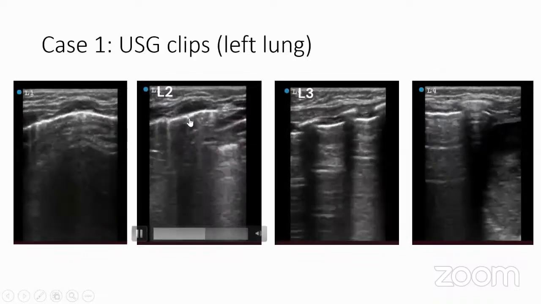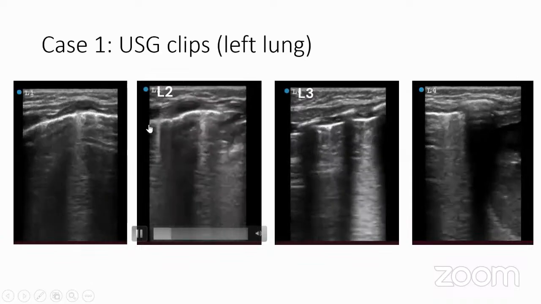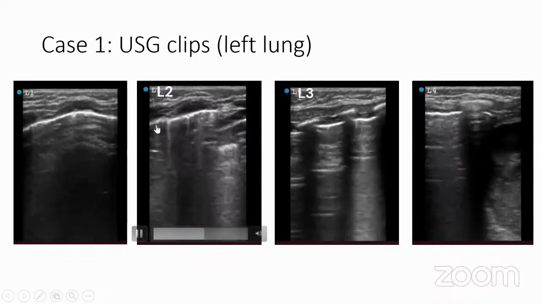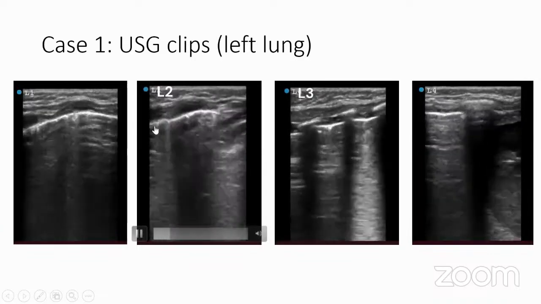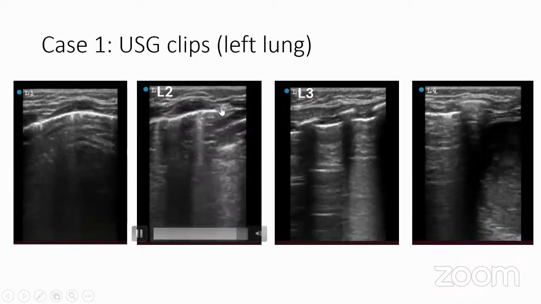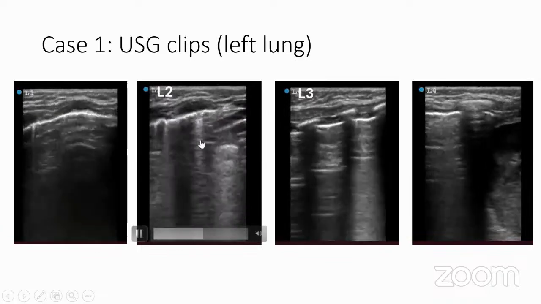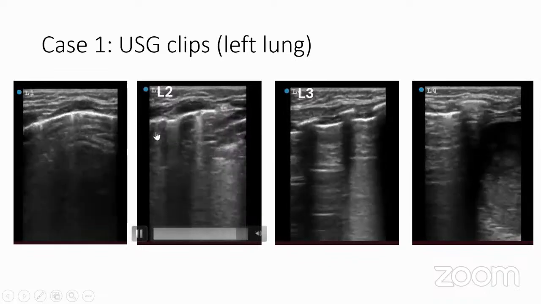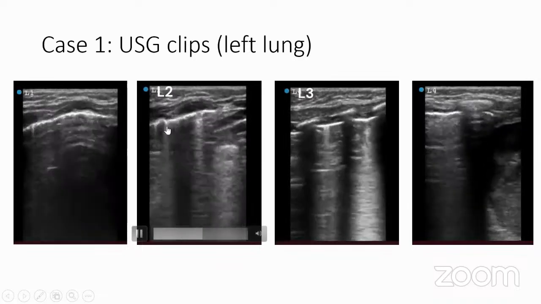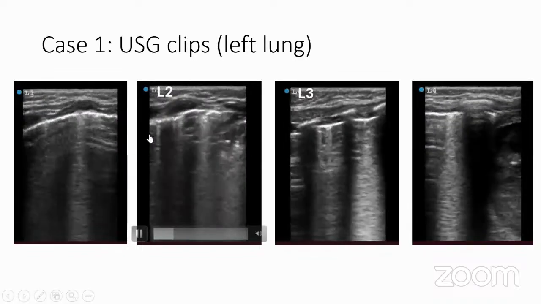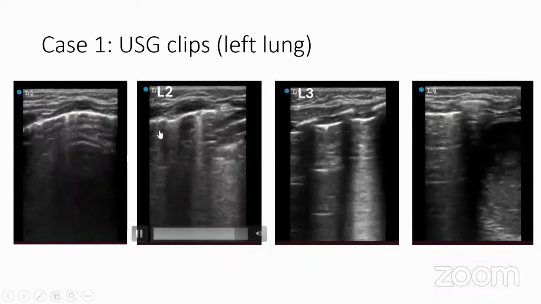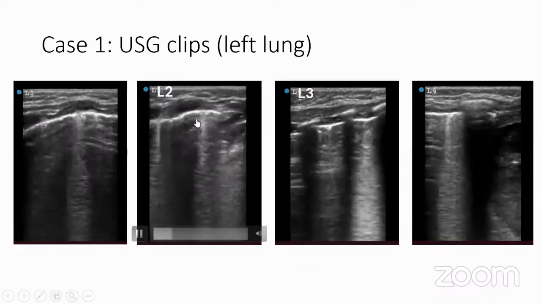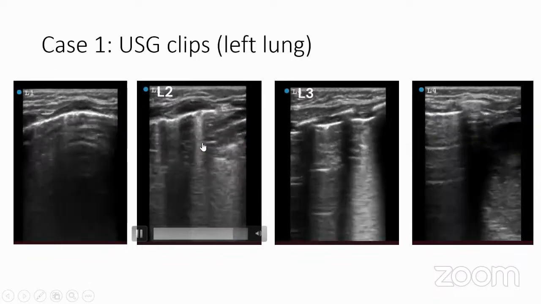Coming to L2, there is an irregular pleura on some parts of the images. And I suspect there are some subpleural consolidations as well with lung sliding on respiration. However, there are A lines and there are occasional B lines. Especially on the upper part, there are compact or confluent B lines. There are more than three in a single rib space. So I would classify this as AB profile with some subpleural consolidations in L2.